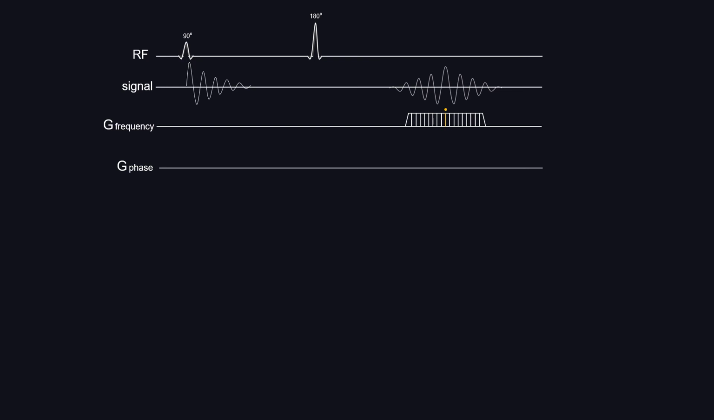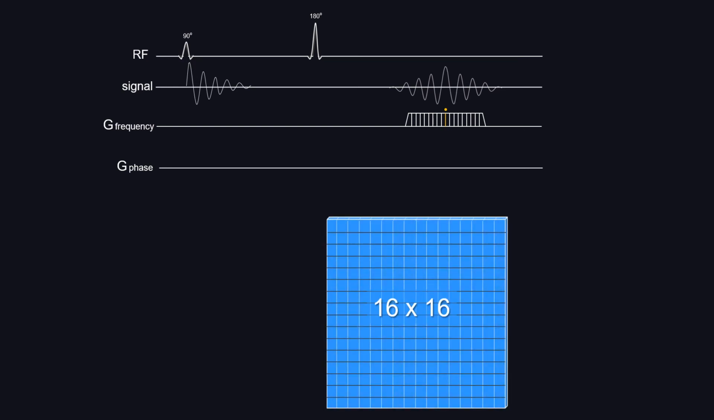Now, how many measurements we want to take of the echo depends on what matrix size we want to have in the frequency encoding direction. In this example, we would like to have a matrix size of 16 by 16. So we need 16 frequency encoding steps in the x-axis and 16 phase encoding steps in the y-axis. So 16 columns and 16 rows. So we turn on the frequency gradient and sample the echo in 16 steps. Initially, we also turn on the highest phase encoding gradient. We then write this data in the row furthest away from the center.